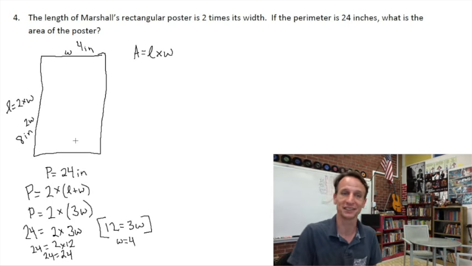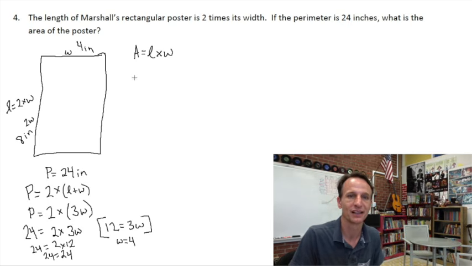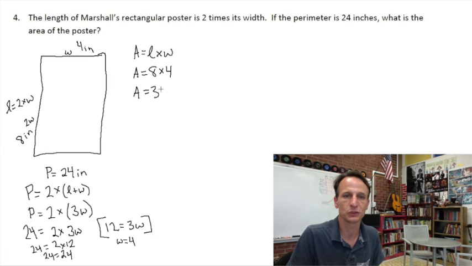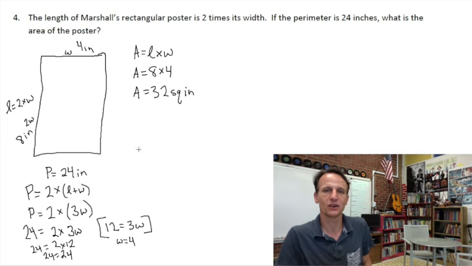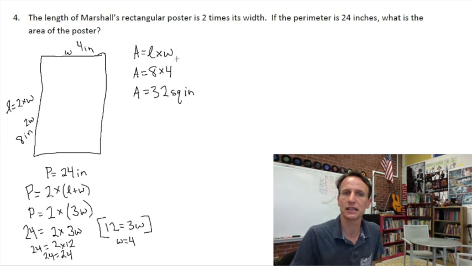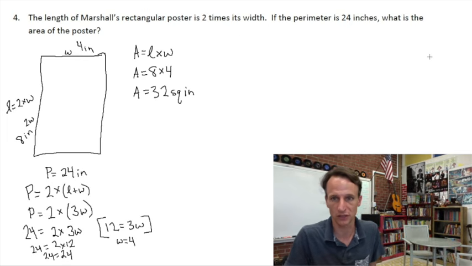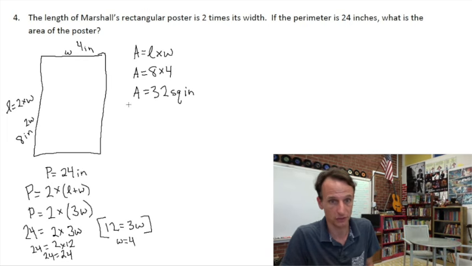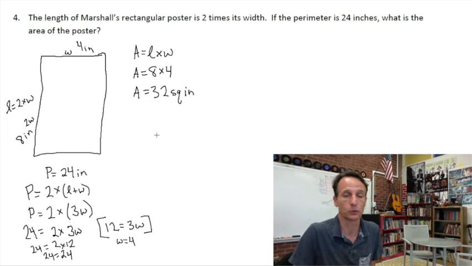Now, are we done? No way, because our question is, what is the area of the poster? That's why I wrote this up here, so we would not forget. Our area is the length times the width, which we now know the length is 8 inches, and the width is 4 inches. So our area is 32. 8 times 4 is 32. And we're talking about area, so we're talking about square inches. That all makes sense and checks out. I don't need a statement that says the area of the poster is 32 square inches here, because there it is. Area equals 32 square inches. If you want to write that, go ahead.